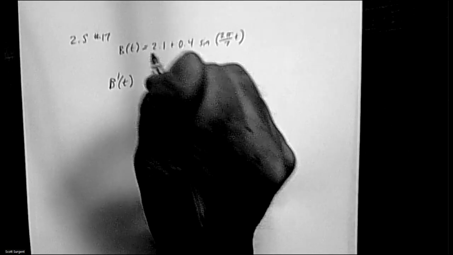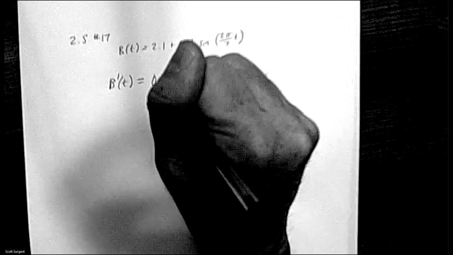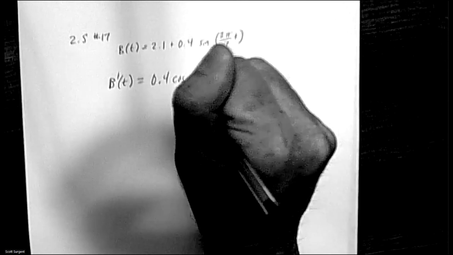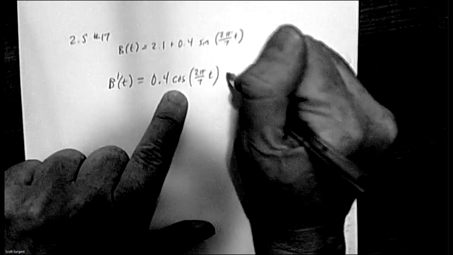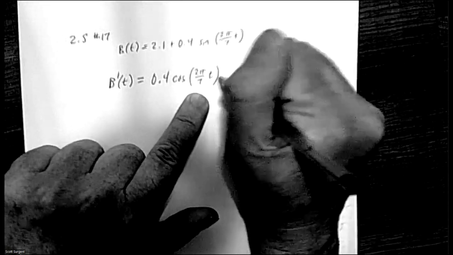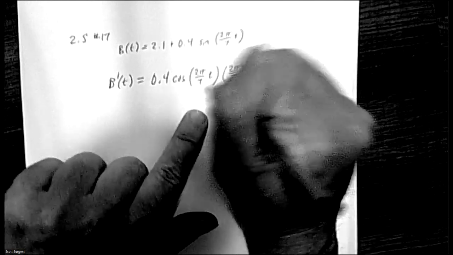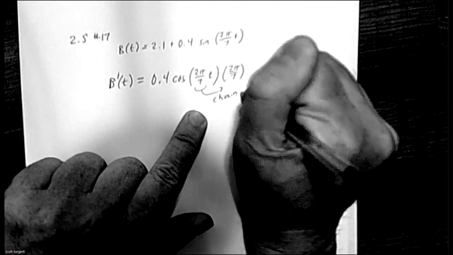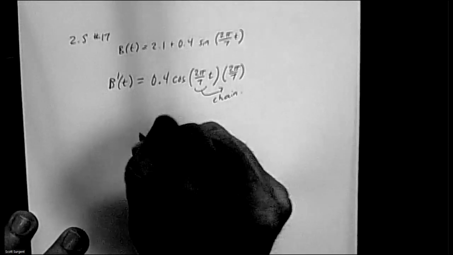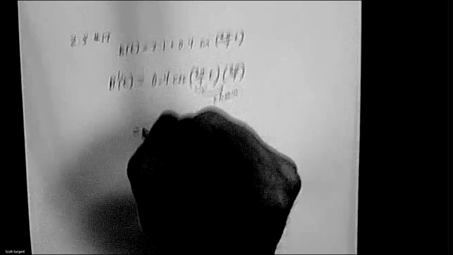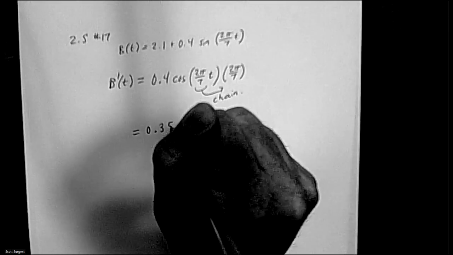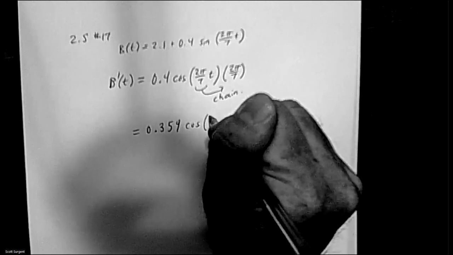So derivative of 2.1 is 0. Here we have 0.4 cosine 2 pi over 7 t. Then I have to do the derivative of the 2 pi over 7 t, which is just 2 pi over 7. So that's the chain rule. Now, if you want, you can bring the constants together. In this case, I'm just going to use my calculator to get a decimal. So 0.4 times 2 pi divided by 7 works out to be about 0.359 cosine, and then the rest just follows.